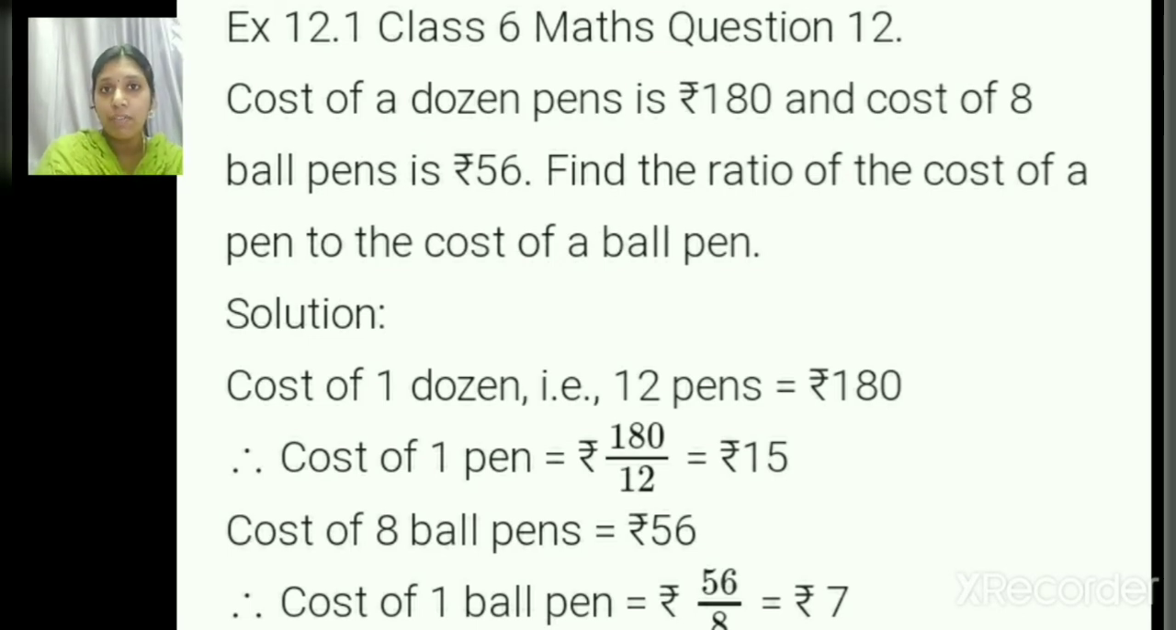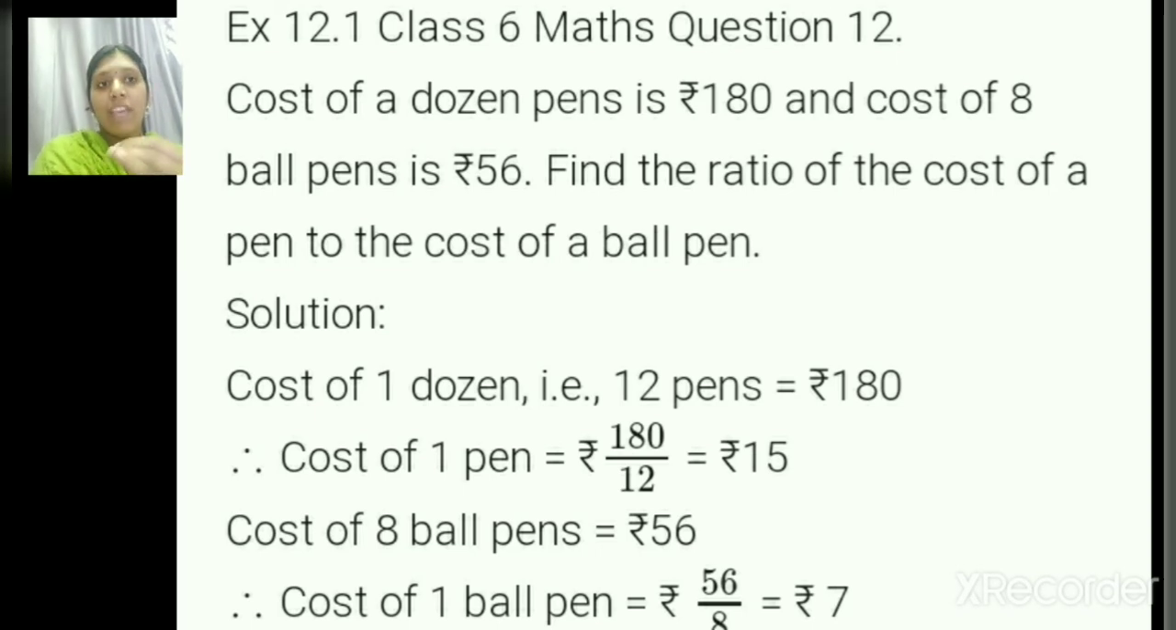What is the meaning of dozen? Dozen means 12. Okay, so in a dozen there will be 12. A set of 12 whatever. Here it is pen. So a set of 12 pens comes under 1 dozen. Clear? So the cost of a dozen pens, so 12 pens, the cost is 180 rupees. Okay, and the cost of 8 ball pens, that 56 is the cost of 8 ball pens.